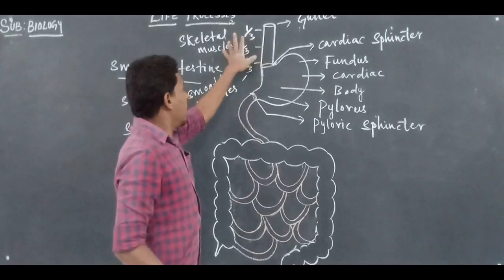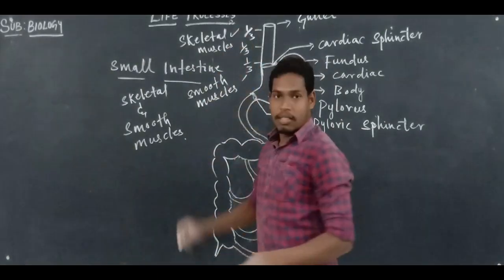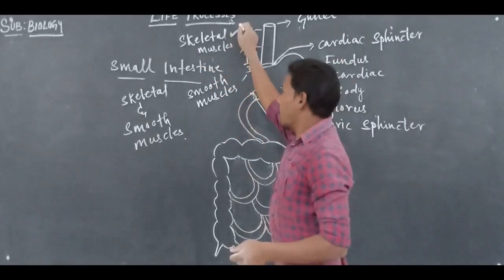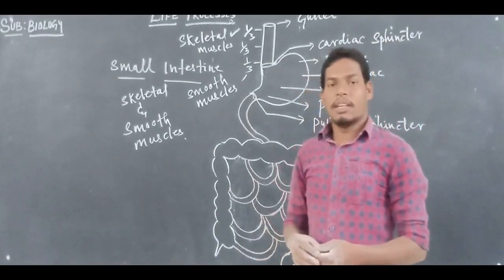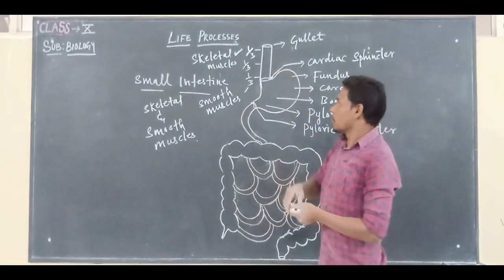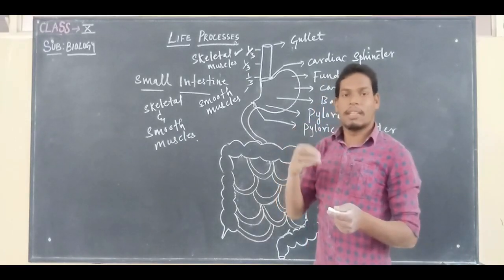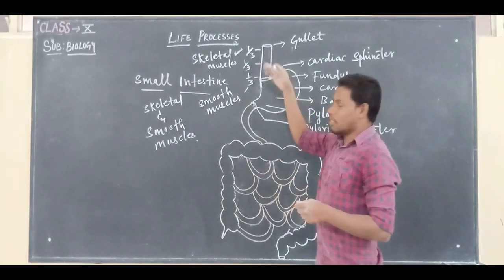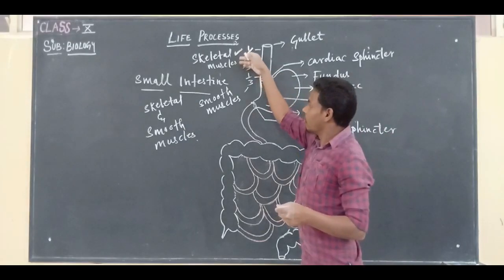See, skeletal muscles are known as voluntary muscles. That means they are under our control. When we put water in our mouth and try to regurgitate, what happens? Due to the skeletal muscles, we are able to control the water present in our mouth. So the water is not swallowed because we are able to control it with the help of skeletal muscle.